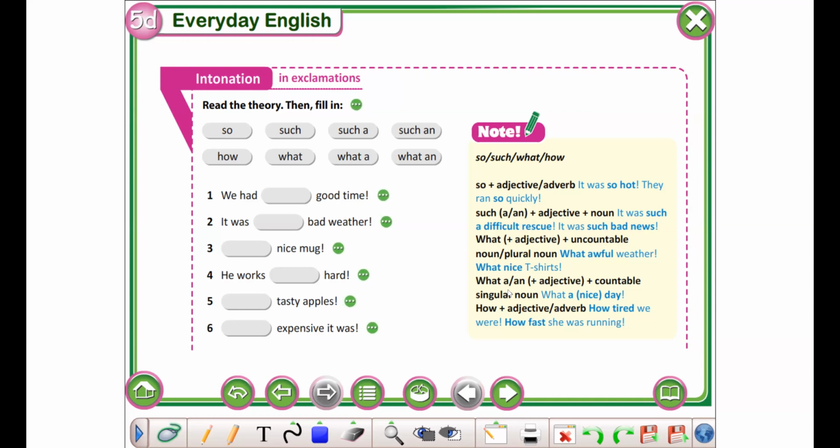Okay? И така, can you now use these forms to make exclamations with the words on the left side of your textbook? Let's make some more exclamations. I'll be listening to you. Sami, could you start, please? We had such a good time. Such a good time.